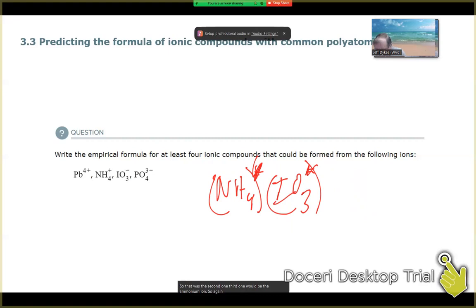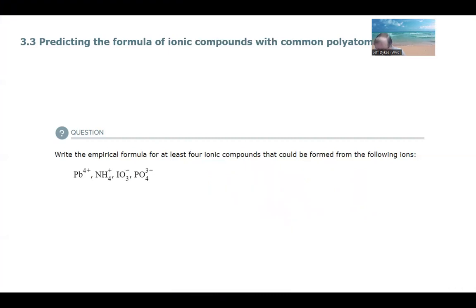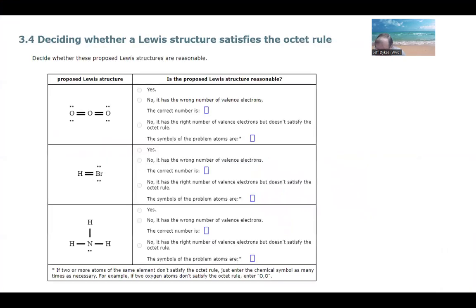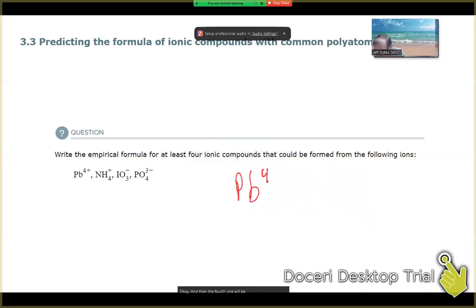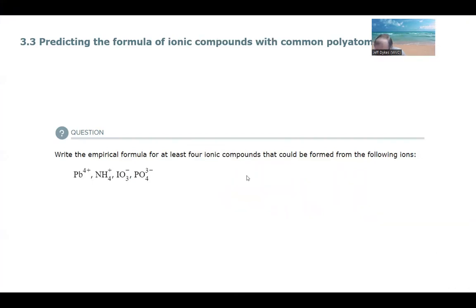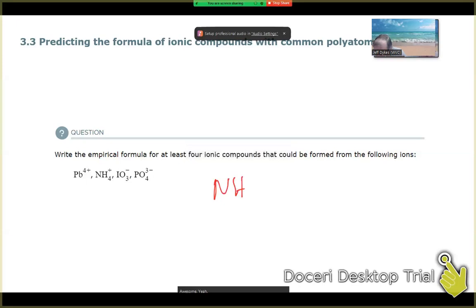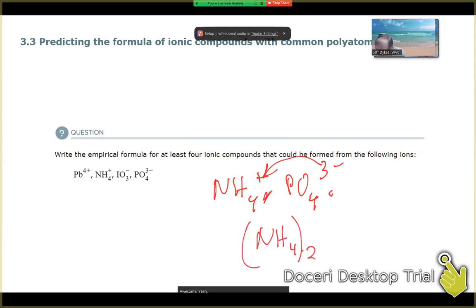Okay, and then the fourth one will be ammonium, phosphate. So we're going to go 3 to this one down here, and then 1 down here. So it's going to be an NH4, parentheses 3, because there's 3 of these NH4s, and then PO4.